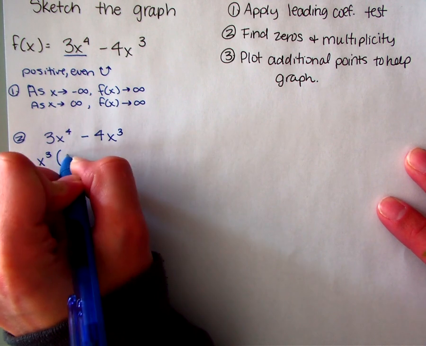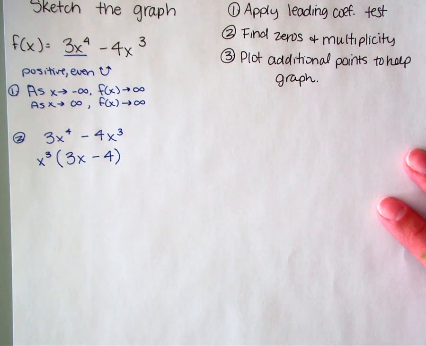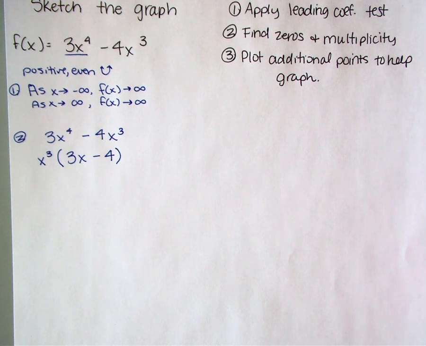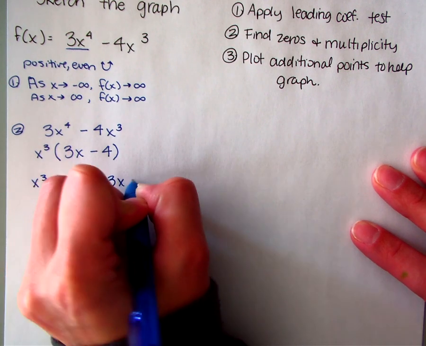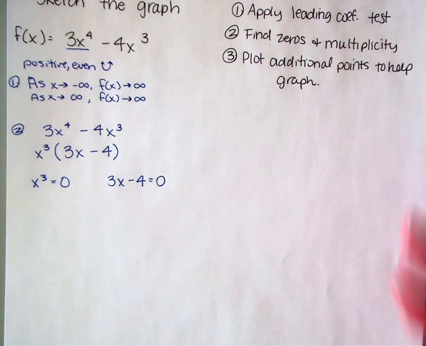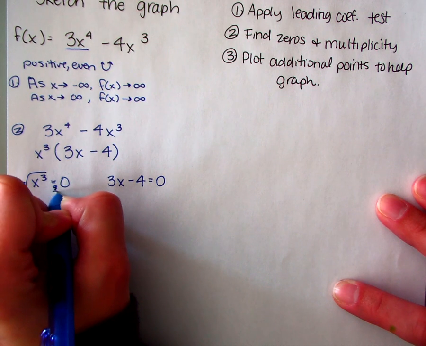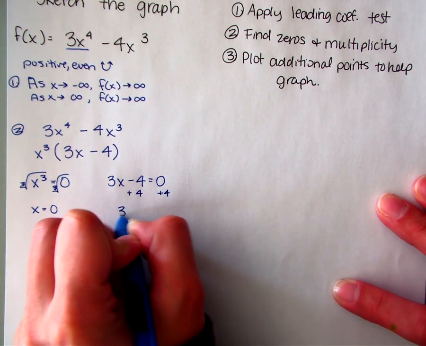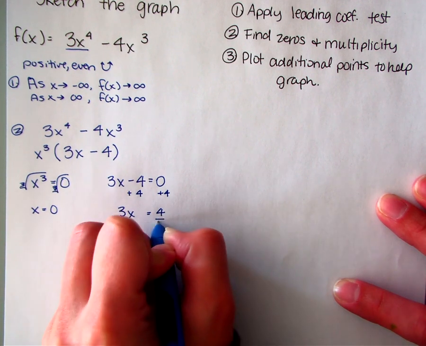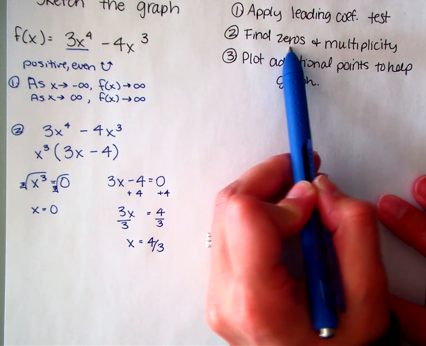So we can take out an x cubed, and that leaves 3x minus 4. So we're factoring. Once we've got it factored, we're going to set both of those factors equal to 0. So we'll have x cubed equal to 0 and 3x minus 4 equal to 0. Anything with an x gets set equal to 0. If my GCF was a number, we wouldn't. So if I take the cube root of both sides, we find that one x is 0, and the other x is 4/3.